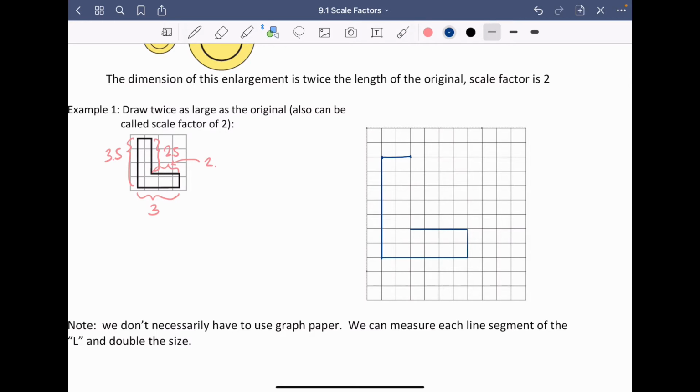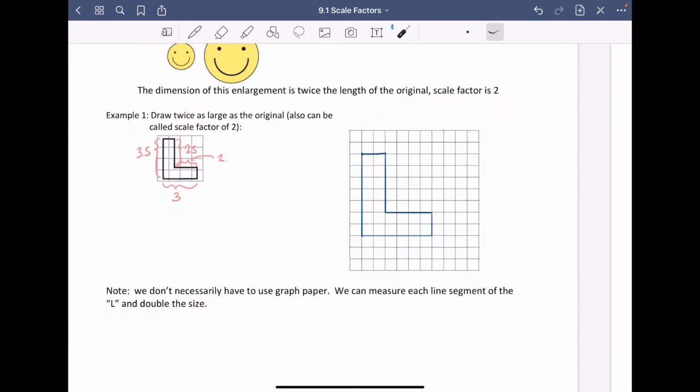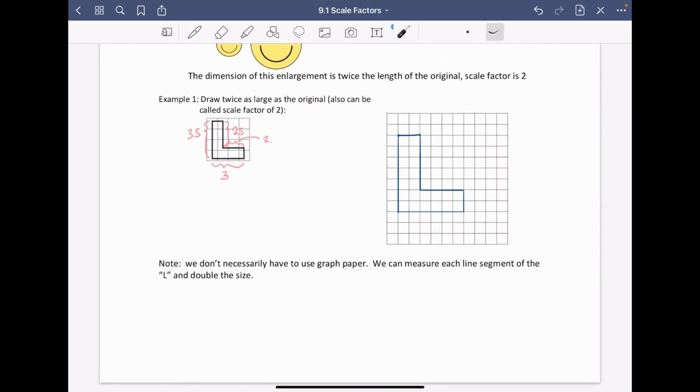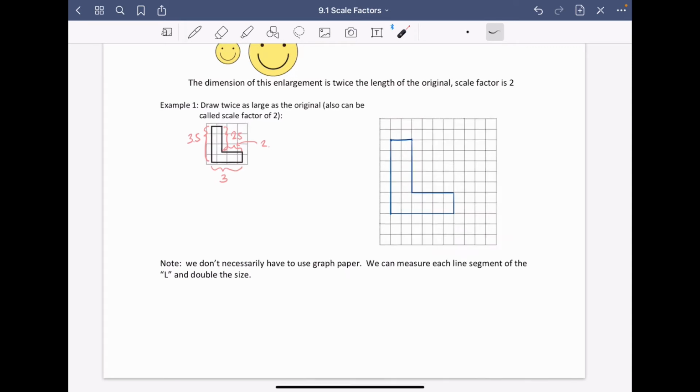Like that. And then we have 2.5, doubled will be 5, right here. So this is our enlarged diagram. Here we used graph paper or grid paper to draw the enlargement, but we don't necessarily have to use this grid paper. We can also measure the length of each side and multiply the length by 2 to draw the new diagram.